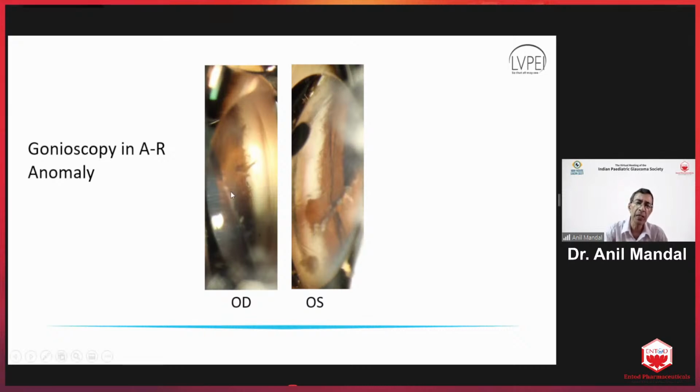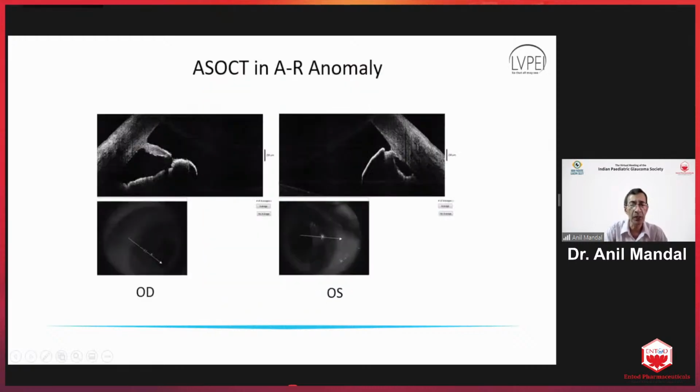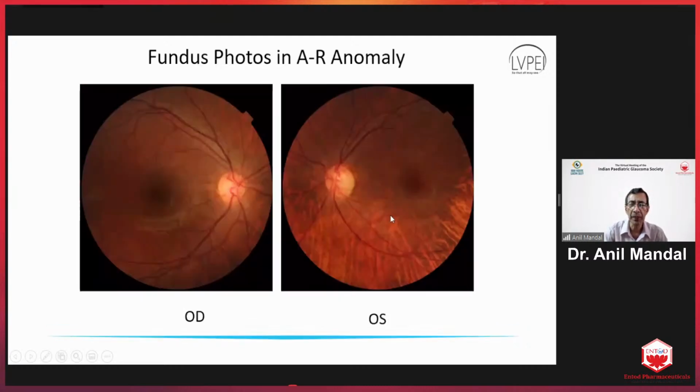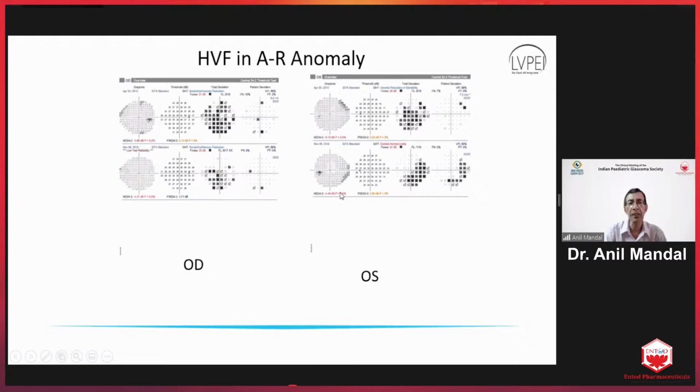You can see the severe gonio anomaly. Very interesting. Severe gonio anomaly in the mother, still very well controlled pressure with one anti-glaucoma medication. The first child was having juvenile onset glaucoma, and the second child was having congenital onset glaucoma. Here is the ASOCT picture of the mother showing the appearance of the right eye and the left eye. This is the disc appearance of the mother, and the mother is on one topical anti-glaucoma medication. Pressure is very well controlled and she is in regular follow-up.